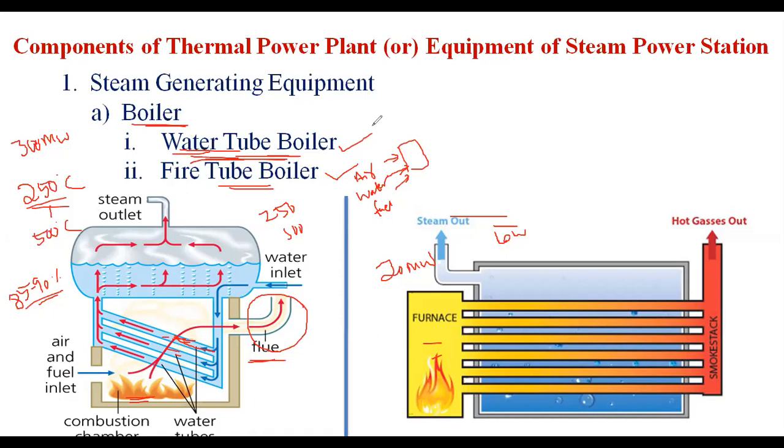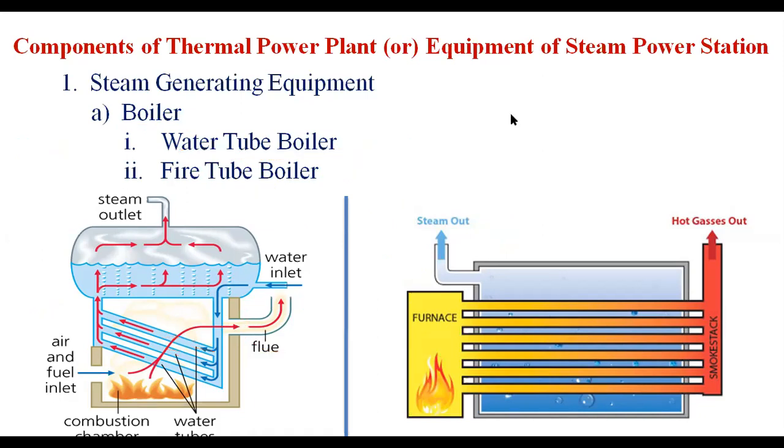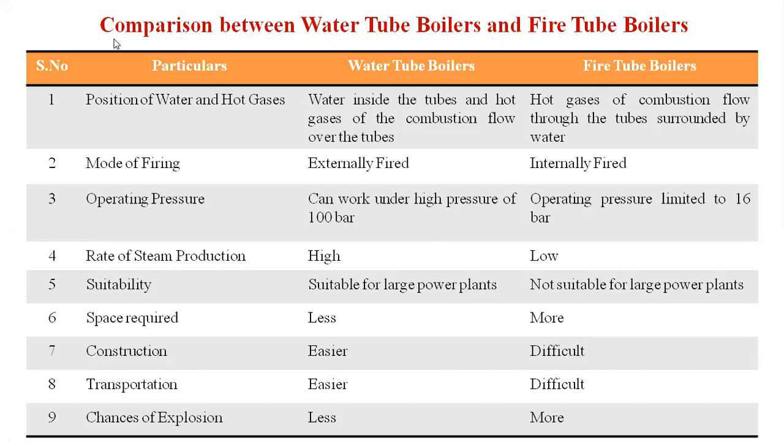Now you can see the comparison between the water tube boiler and the fire tube boiler. You can observe here the position of the water and the hot gases. In the water tube boiler, the water flows inside the tubes surrounded by the combustion of the fuel. But in the fire tube boiler, the fire flows inside the tube, that is internal combustion surrounded by water. Next, the mode of firing. In the water tube boiler it is externally fired, burning externally, and in the fire tube boiler it is internally fired, surrounded by water.